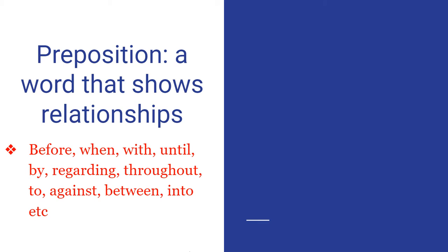First, a preposition is a word that shows a relationship. There are lots of different types of prepositions. Some deal with time, like before or when. Some deal with locations, like with. You have until, by, regarding, throughout, to, against, between, into. These are just some examples. There are hundreds of prepositions that you can use, and they show relationships between where objects are, when they exist, or how they relate to each other.